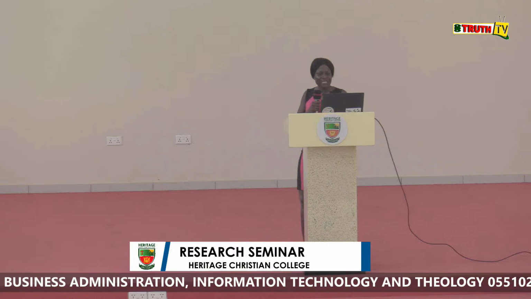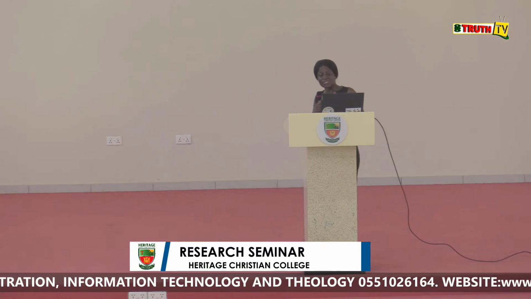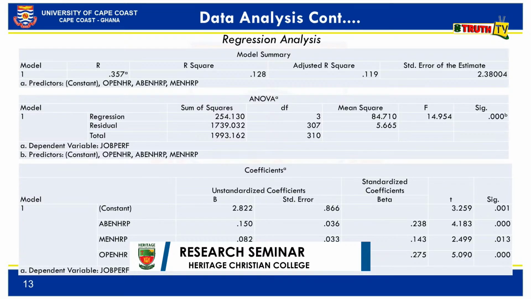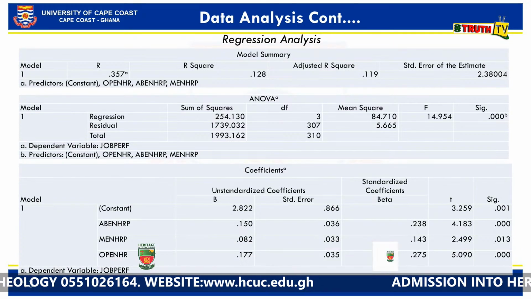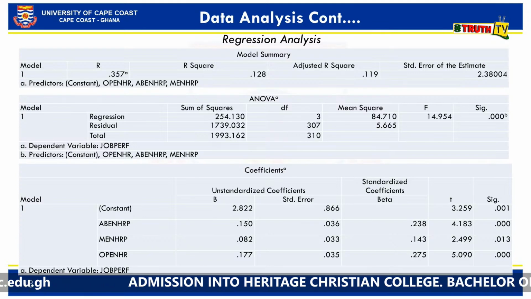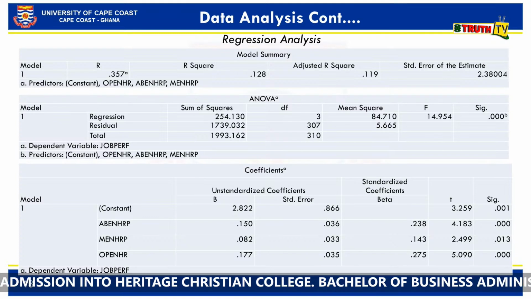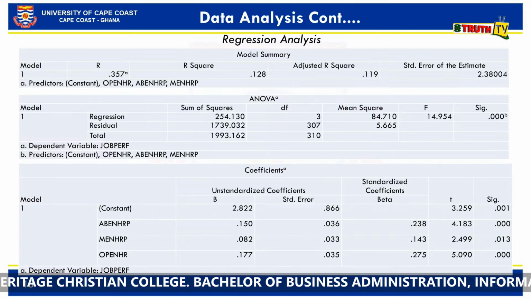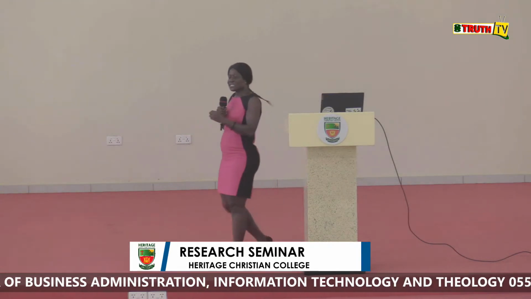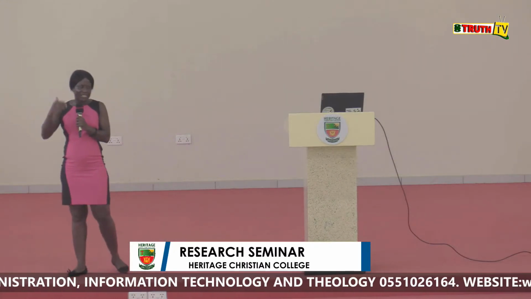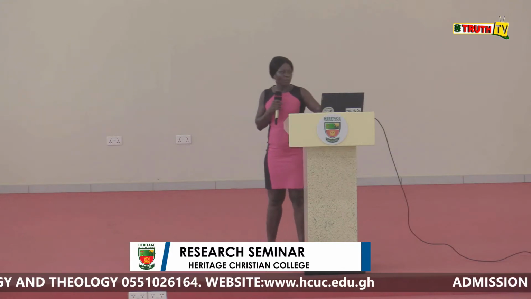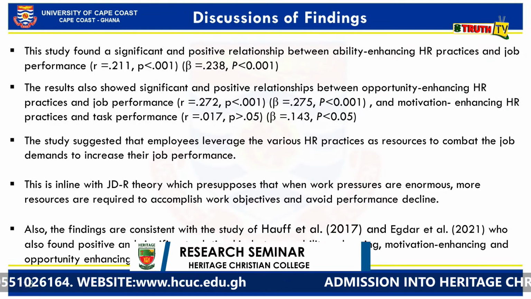For the beta values, ability enhancing HR practices explains 23% of employee job performance. Motivation enhancing HR practices explains 14%, and opportunity explains 27% of employee job performance. So 3 of my hypotheses were supported, and these findings are in line with the papers that I reviewed. Hafeez et al. and Egdah 2021 did a specific analysis where they looked at ability enhancing, motivation enhancing, and opportunity enhancing on job performance, and they all had positive results. So my results were in line with the results that they had.